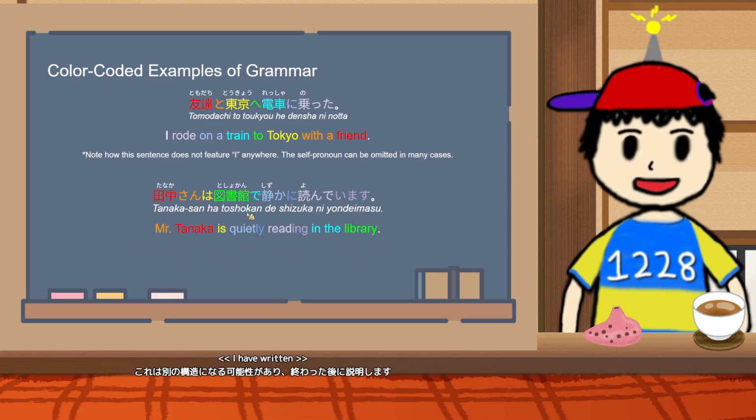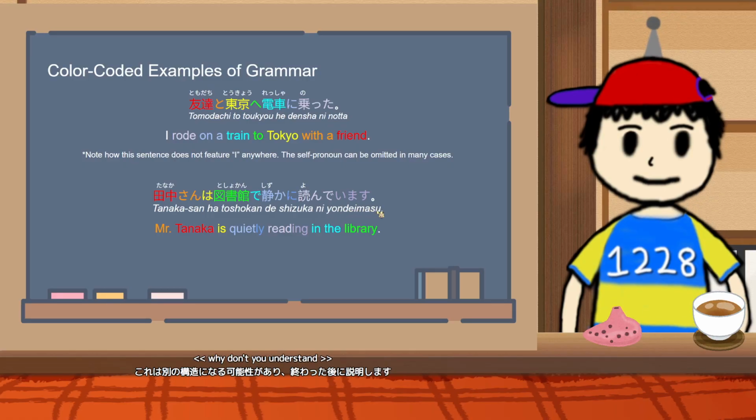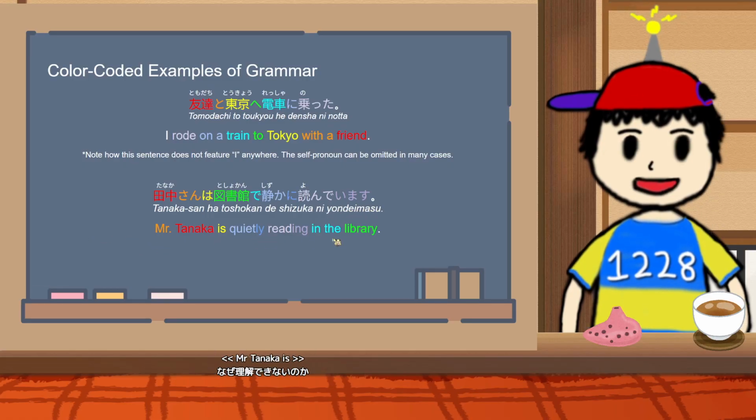"Tanaka-san wa toshokan de shizuka ni yonde imasu." Mr. Tanaka is quietly reading in the library.